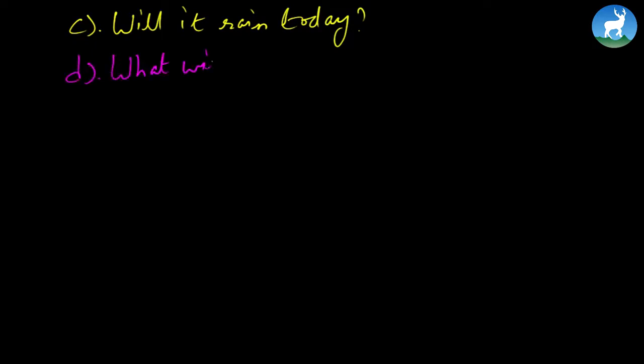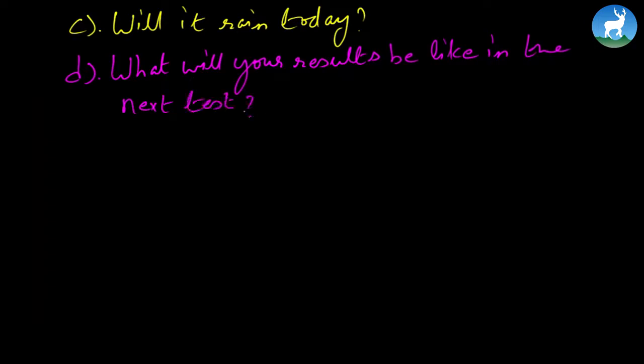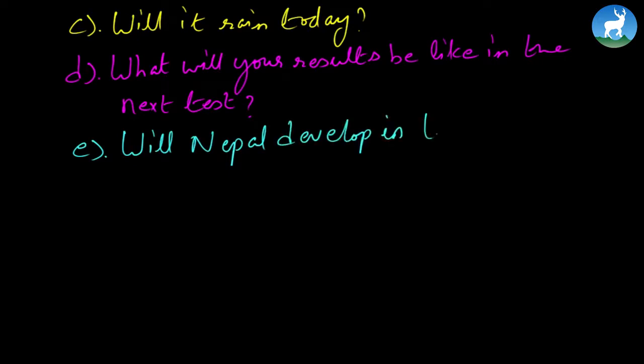Now, number C. Will it rain today? You can write it will definitely rain today, or you can also write it will definitely not rain today. Now, number D. What will your results be like in the next test? My results will certainly be better in the next test. And number E. Will Nepal develop in the next 5 years? You can also say Nepal will definitely not develop in the next 5 years.